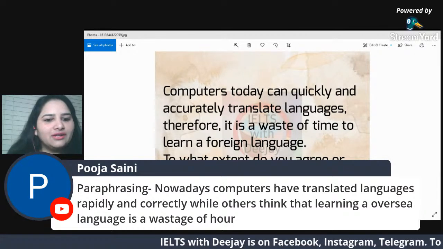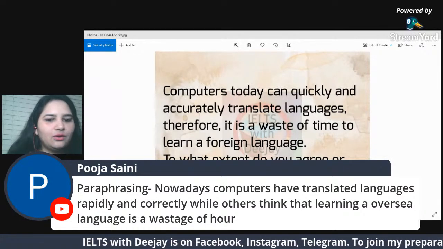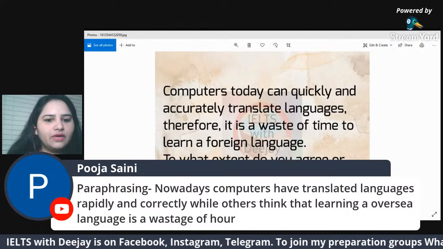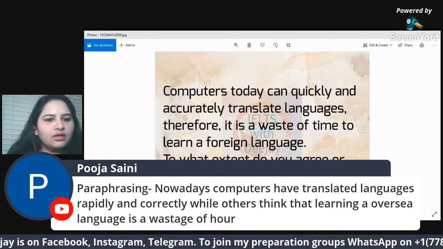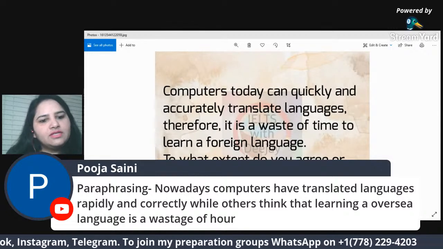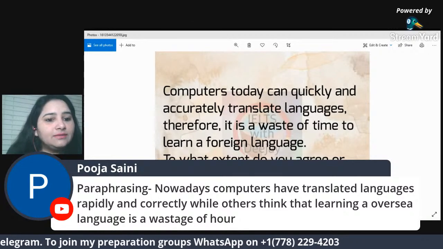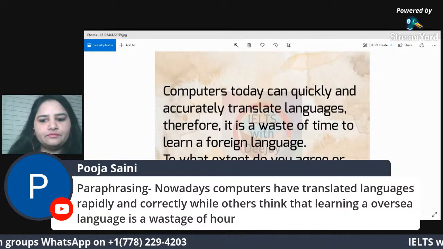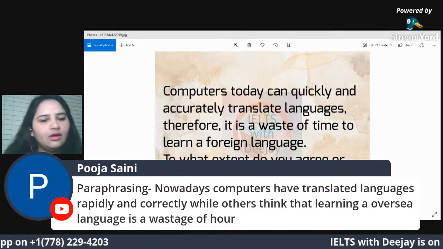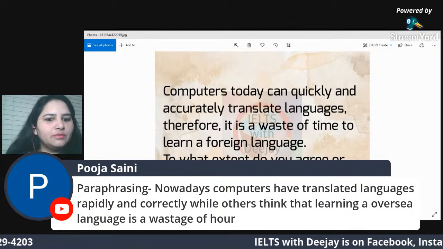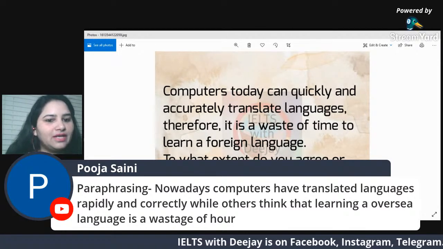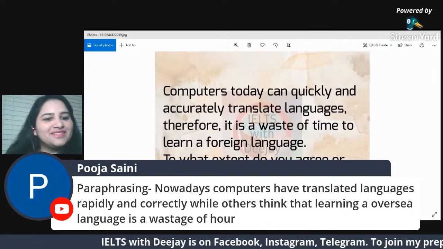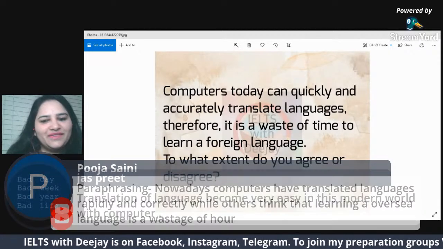While others think. Others is not needed. You can simply say, so it seems a wastage of time to learn foreign language, something like that. Otherwise, very well written because you have written everything rapidly and correctly. This is a good one.